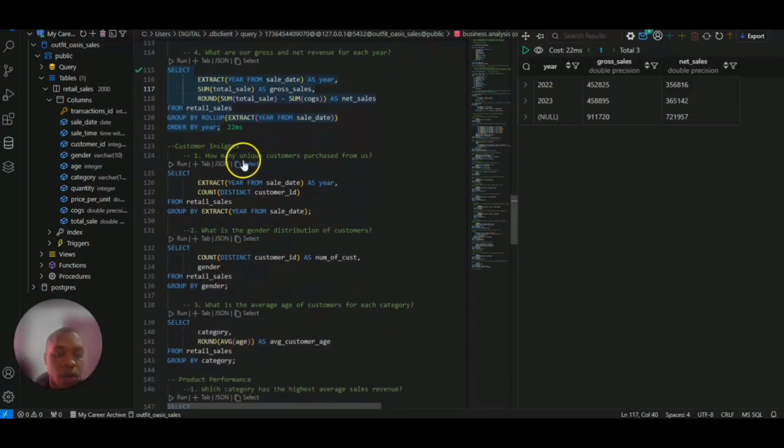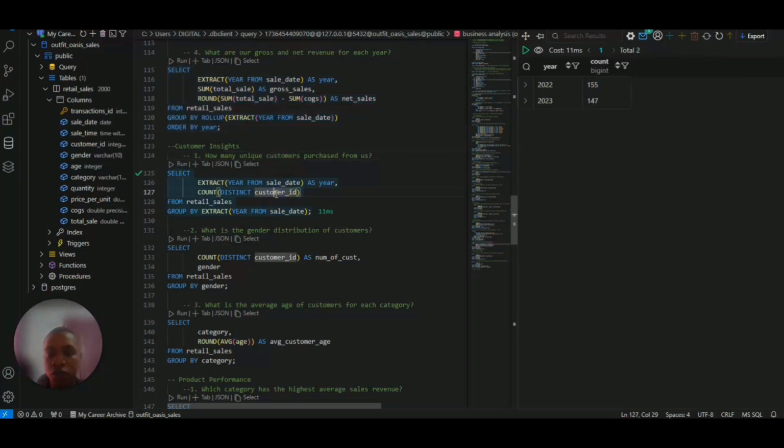The first question, how many unique customers purchased from us? You can see for 2022, we had a total of 155 customers that came to the store to buy products from us. And then for 2023, we had 147. So you can see invariably that the number of customers that we had reduced a bit.